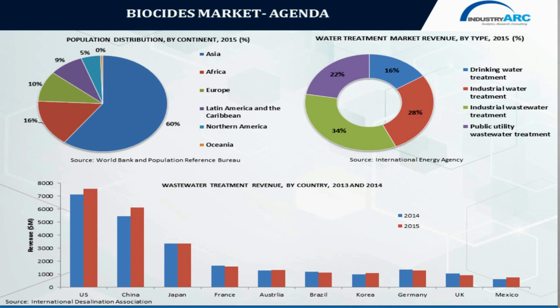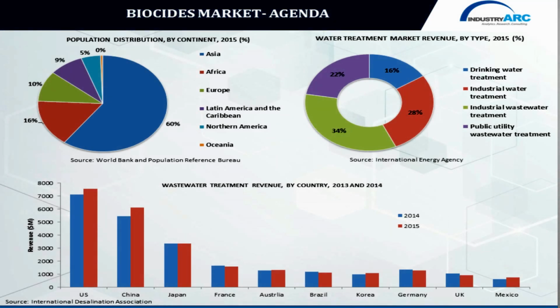As shown in this graph, the population distribution shows that nearly 60% of the total population is accumulated in Asia, which is followed by Africa, Europe, Latin America, North America and then Oceania. With an increasing population, there is an increasing demand to satisfy the need for water. Hence, water treatment becomes an impeccable application of biocides.